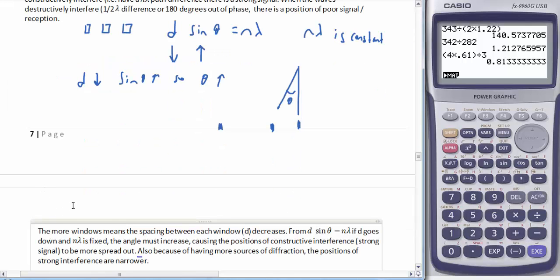So in words, the more windows means the spacing between each window, d, decreases from d sin theta equals n lambda. If d goes down and n lambda is fixed, the angle must increase, causing the positions of constructive interference of the strong signal to be more spread out. Also, because of having more sources of diffraction, the positions of strong interference are now narrower. An answer like that is worth an excellence.